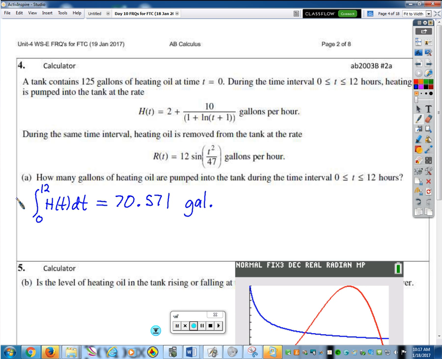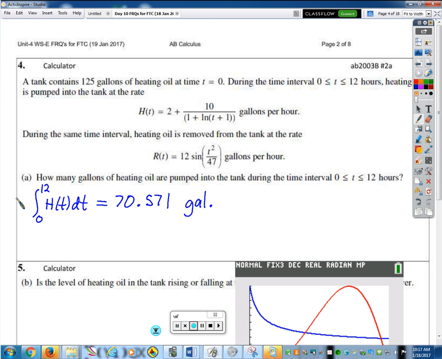Will they dock you? I'm afraid they would, so don't do that either. Just pay attention to the units. If there are units, just include them. It's simply a habit to develop. Anybody else? Any questions on A? That's all you have to write.